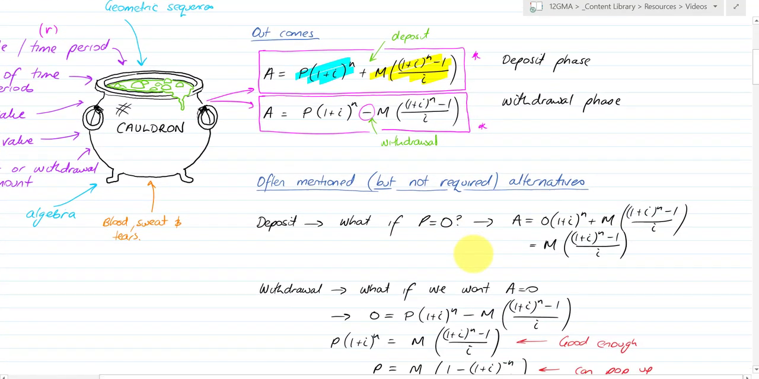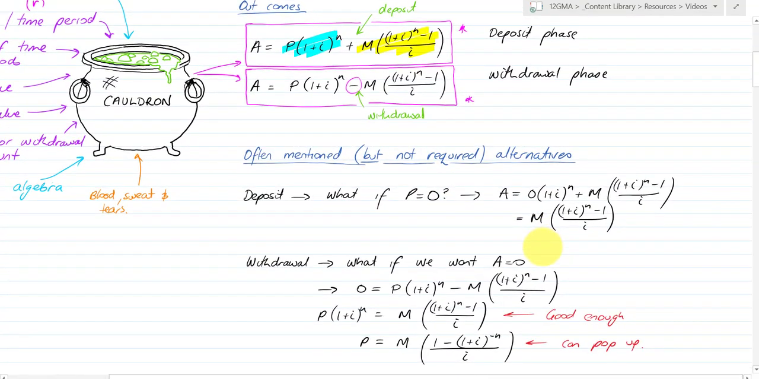Now, at some points, you might find that you want to deposit money, but your P value, so the initial amount you have to invest, is 0. Or maybe the first deposit amount, in which case we just use this formula, which you'll notice is the original deposit formula without that blue part, because P is 0. That's a pretty simple one.